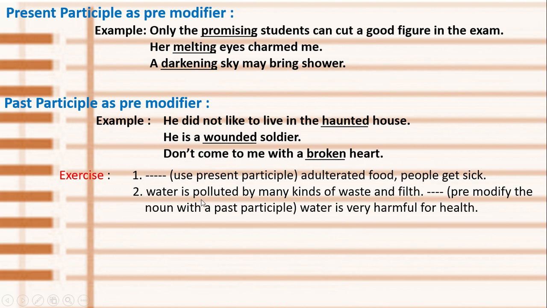Next example, water is polluted by many kinds of waste and filth. Dash water is very harmful for health. We have to use here a past participle to modify the noun water. So we can write here polluted water is very harmful for health. So the answer will be eating and polluted.